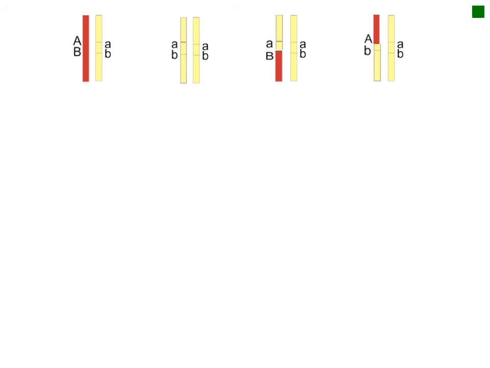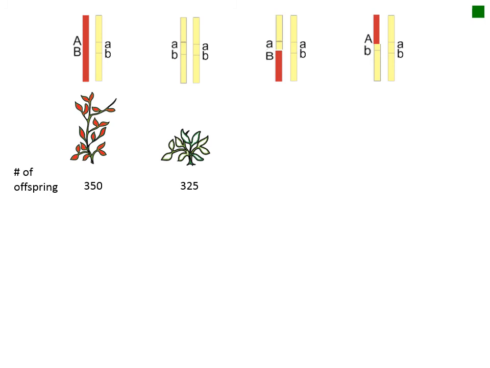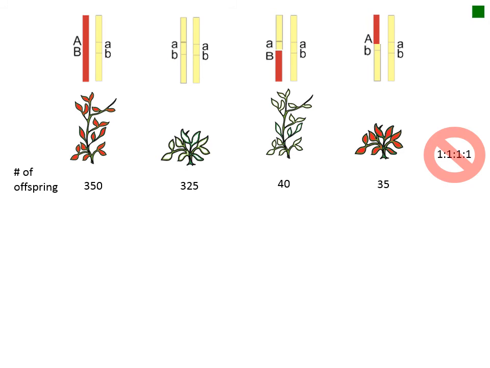We will now examine the phenotypes and numbers of the F2 offspring. In this cross, we observed 350 tall red plants, 325 short white plants, 40 tall white plants, and 35 short red plants. This is clearly not a 1:1:1:1 ratio, indicating that the color and height genes are linked.